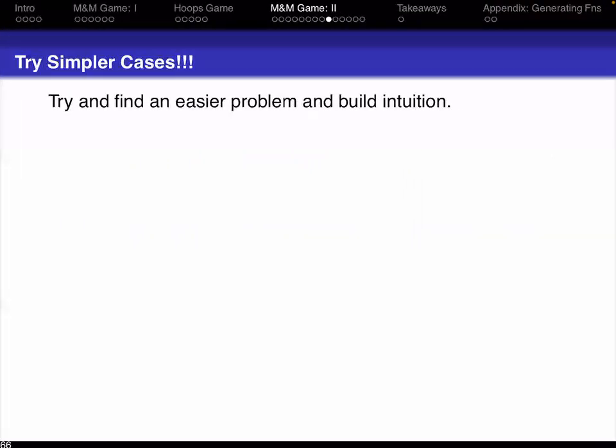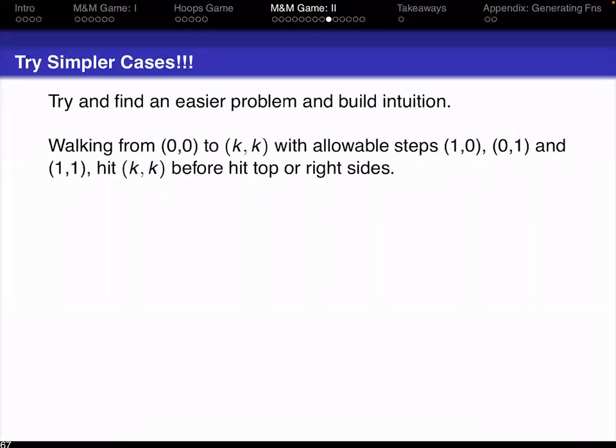Okay. So again, we want to always try to find easier problems and build intuitions. So another way to look at this is we're walking in some sense from (0,0) to (k,k), and the only steps we can take are the steps (1,0), (0,1), and (1,1). And we want to hit (k,k) before we get to either the top or the right side. How many of you have heard of Catalan numbers, where you're walking and you always stay below the diagonal? Another way of phrasing this is you have a bunch of left and right parentheses, and you want to put the parentheses down in such a way that as you read from left to right, you never read more right parentheses than left.